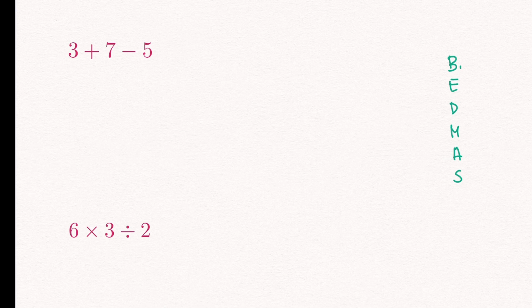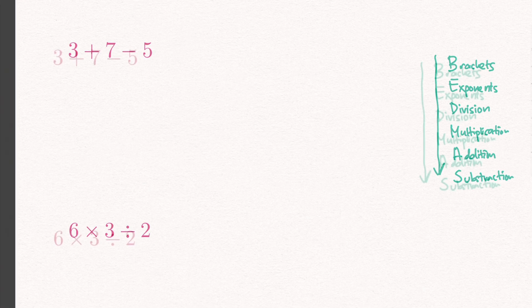B-E-D-M-A-S. B for brackets. E for exponents. D for division. M for multiplication. A for addition. And S for subtraction. So following this order, we check.